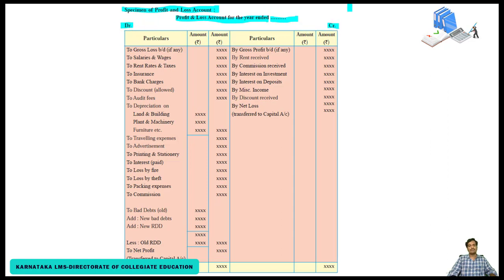And on the credit side we are going to have all the incomes, that too indirect incomes, and here debit side all indirect expenses are to be recorded. So indirect expenses all on the debit side and indirect incomes all on the credit side, we have recorded.